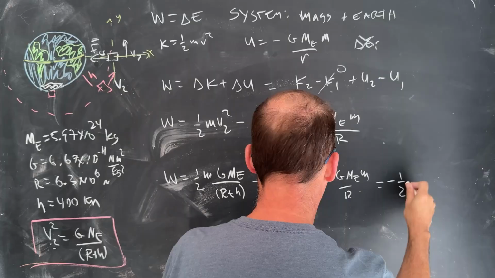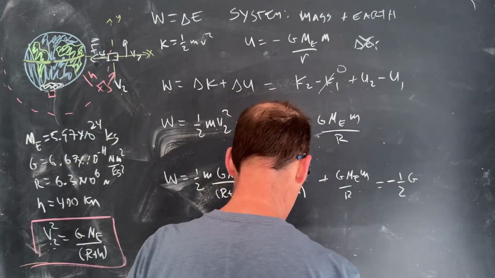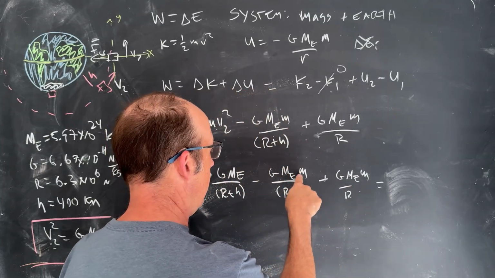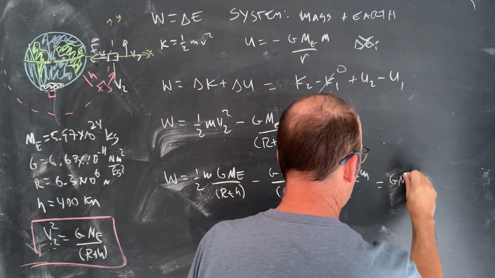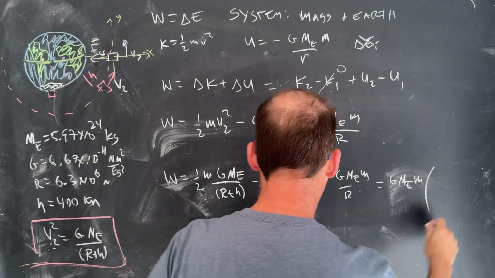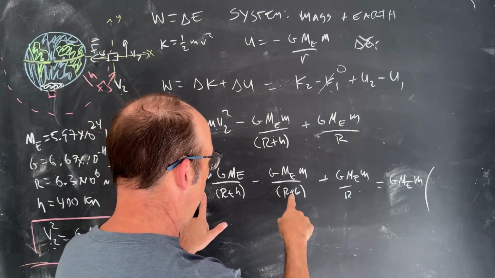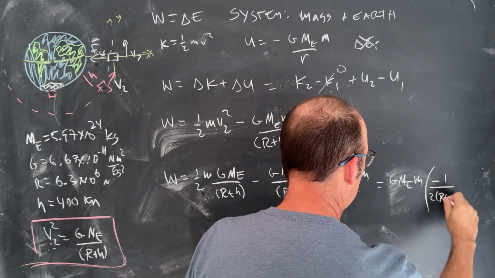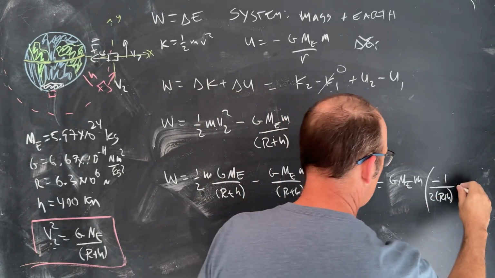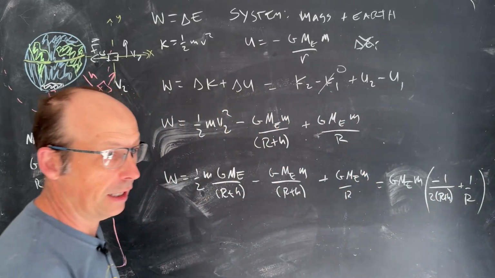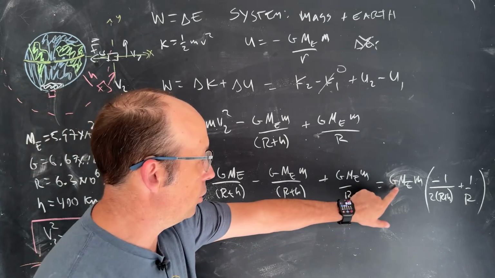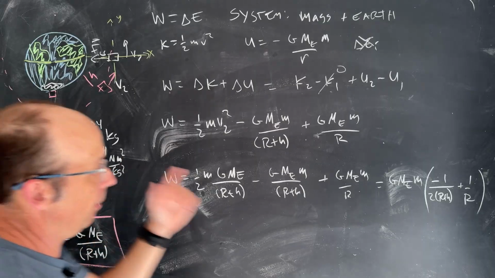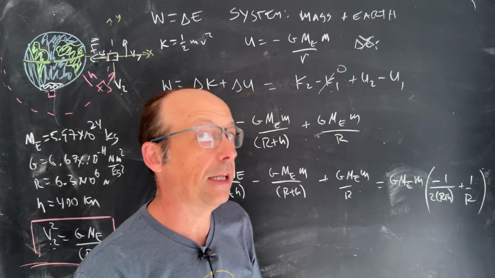negative 1/2 G. I can factor out the G. Let's do that. You don't have to do that. I'm going to factor out G Me m out of the whole thing. G Me m, and then I have this plus this is negative 1/2. So I have negative 1 over 2 times r plus h, and then I have plus 1 over r. And I didn't run out of room. I know G. I know the mass of the Earth. I know the mass is a 1 kilogram thing, and then I know those other values. So let's just go ahead and calculate that.